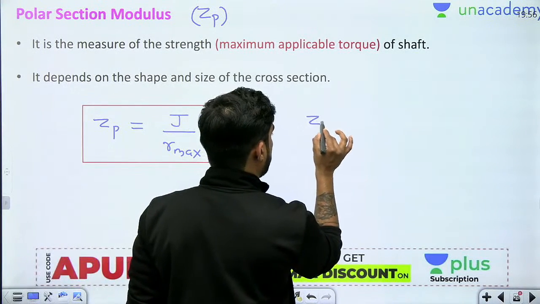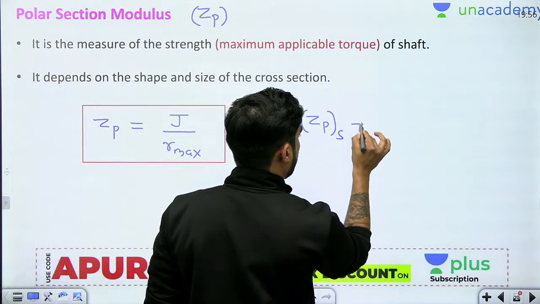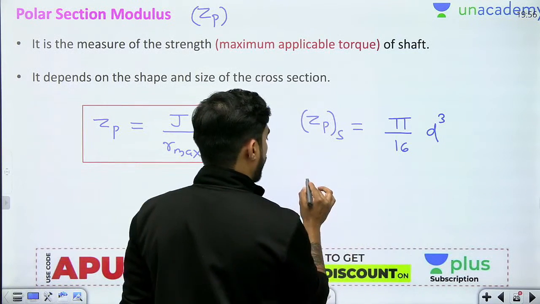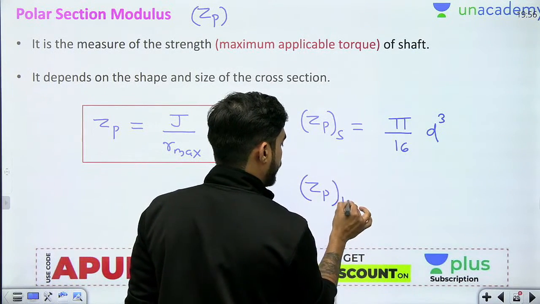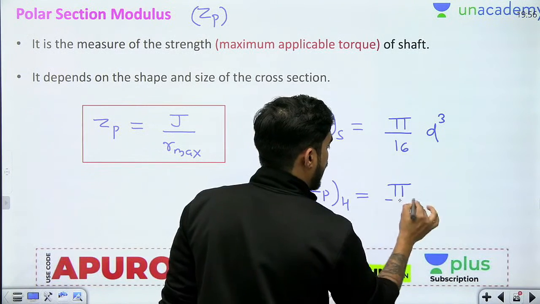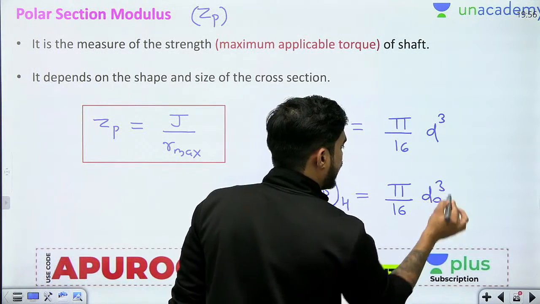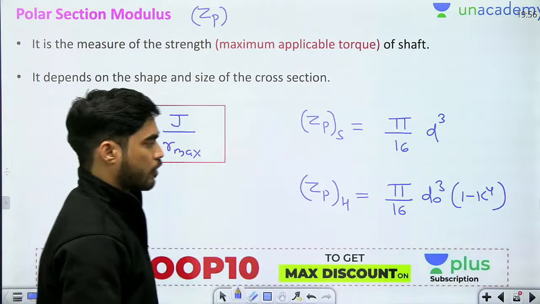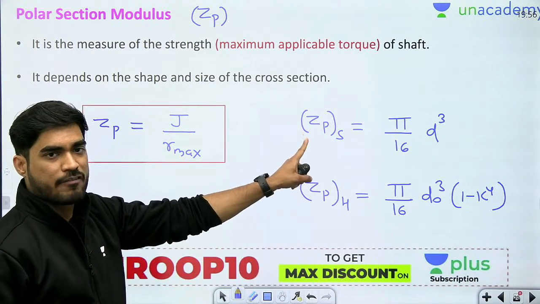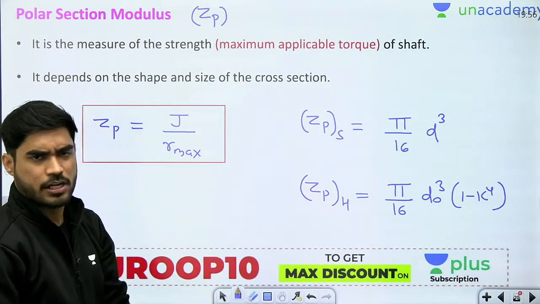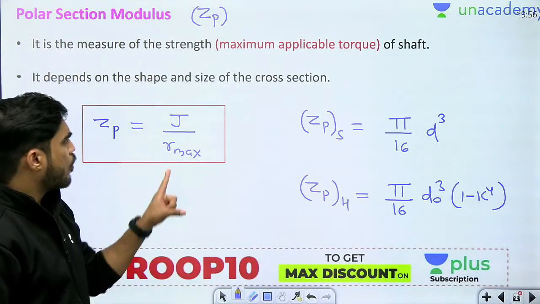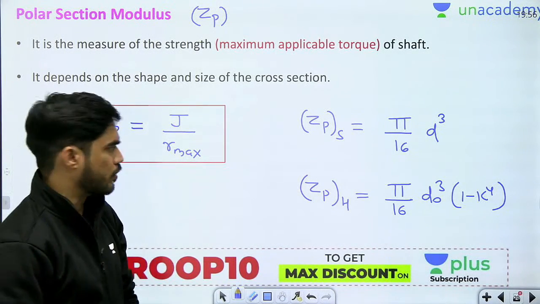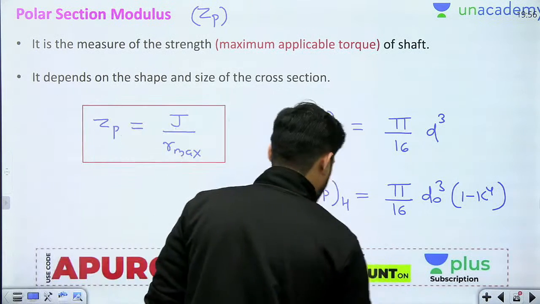For a solid shaft ZP will be equal to pi by 16 d cube, and for a hollow shaft ZP will be equal to pi by 16 d outer cube times 1 minus k to the power 4. Okay, so this is the formula of polar section modulus of solid shaft and hollow shaft, but you don't have to remember this because beta you can put the value of J and R maximum and you can calculate it on your own. Now here you need to understand one thing.